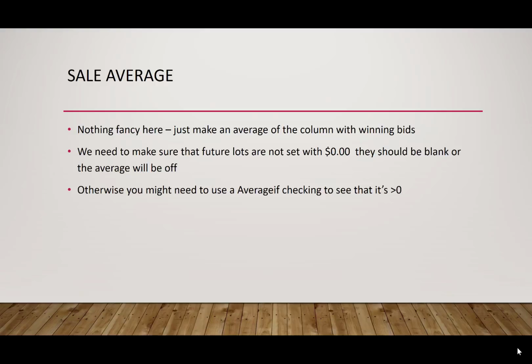So here then I want to do the averages. We have the sale average, nothing fancy. It's just an average of all the values. But if I go through and put zeros in any of the lots at the end, that's going to mess up the average because then it's going to think those ones sold for nothing. And I don't want to count those as part of the average. If I want to count just those that are above 0, then I need to use an average if. So let's try that.